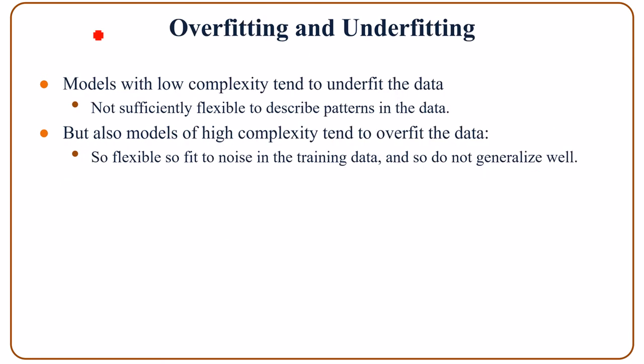Models with low complexity typically tend to underfit the data. This is because they are not sufficiently flexible to describe patterns in the training data. On the other side, models with high complexity typically overfit the data. They are too flexible, so they fit the noise in the training data also. So the models would not generalize well.